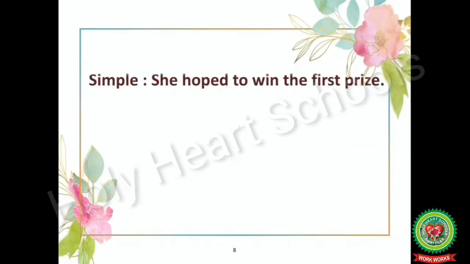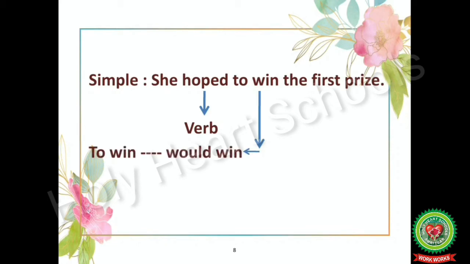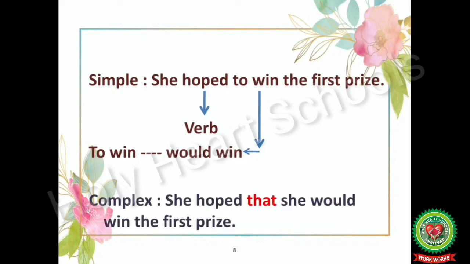Let's see third example. She hoped to win the first prize. Students, we need two finite verbs, two subjects and one conjunction. Now here the first verb is hoped and for the second verb we will change to win into will win or would win. Now as this is a past tense, so the past tense of will is would. So we will use would win and the conjunction we can use here is that. So what did she hope? She hoped that she would win the first prize.